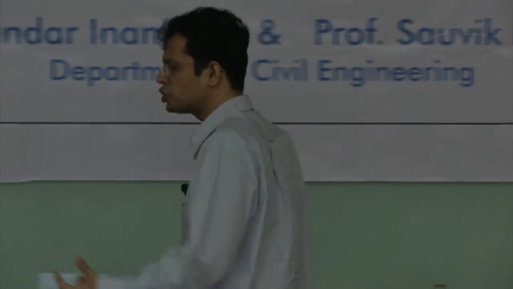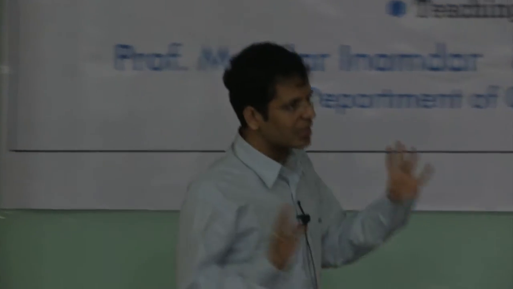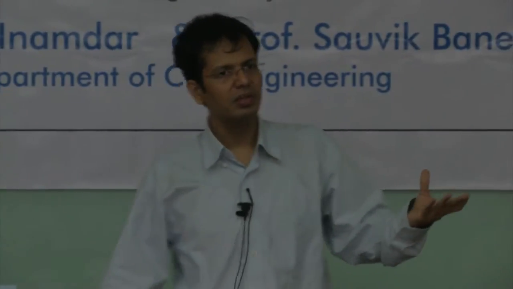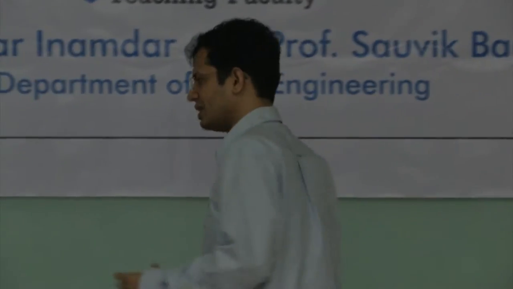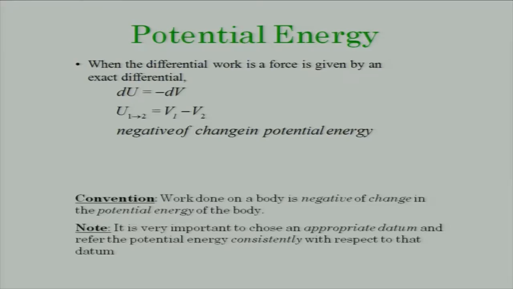It is the potential energy stored in that spring that is now acting on the body, and it's converting it into kinetic energy. Okay? So is the convention of what is the work done by force and what is the corresponding potential energy, is that point clear? Fine. That's a clear point. So the convention is that work done on a body is the negative of the change in the potential energy of the body.